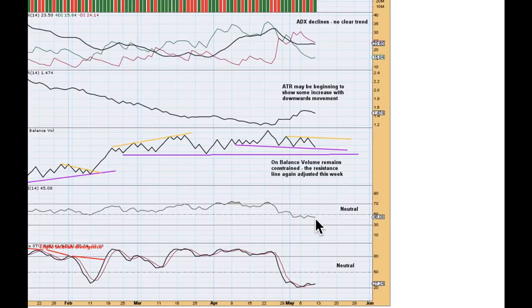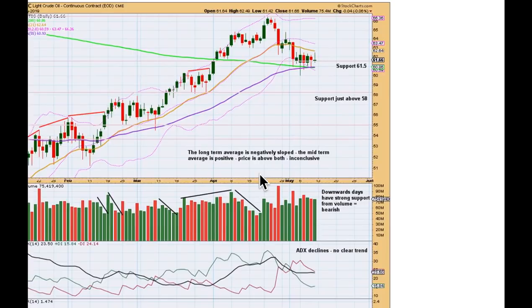RSI is neutral. There is plenty of room for price to keep on going lower, and stochastics back in neutral territory. It looks like there's a high in place. There was a series of higher highs and higher lows until here we had a lower low below the last little swing low, and now there's a series of 2 or 3 lower lows and at least 2, possibly now 3 lower highs. It does look like there is a high in place for oil, at least for the short to mid-term.